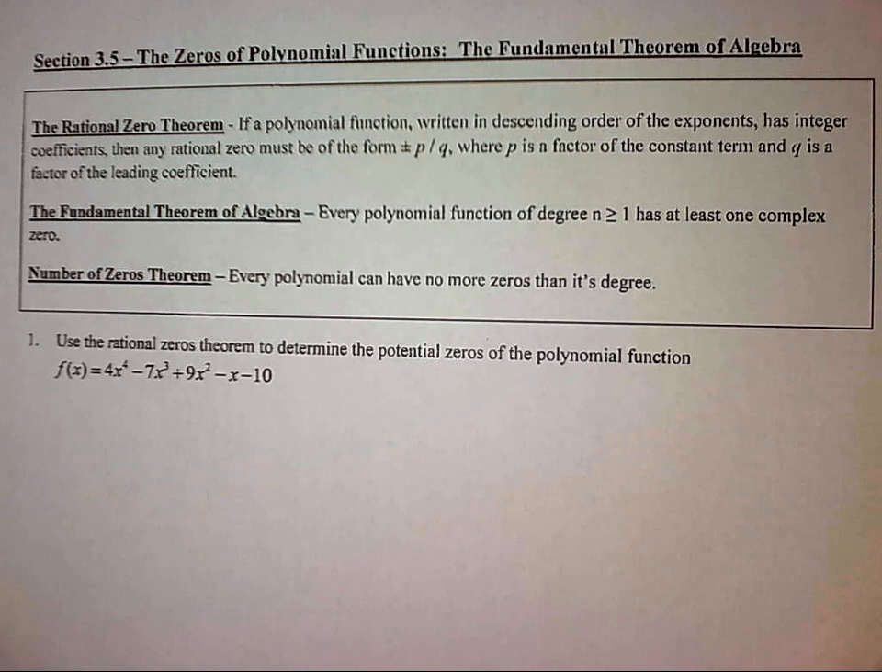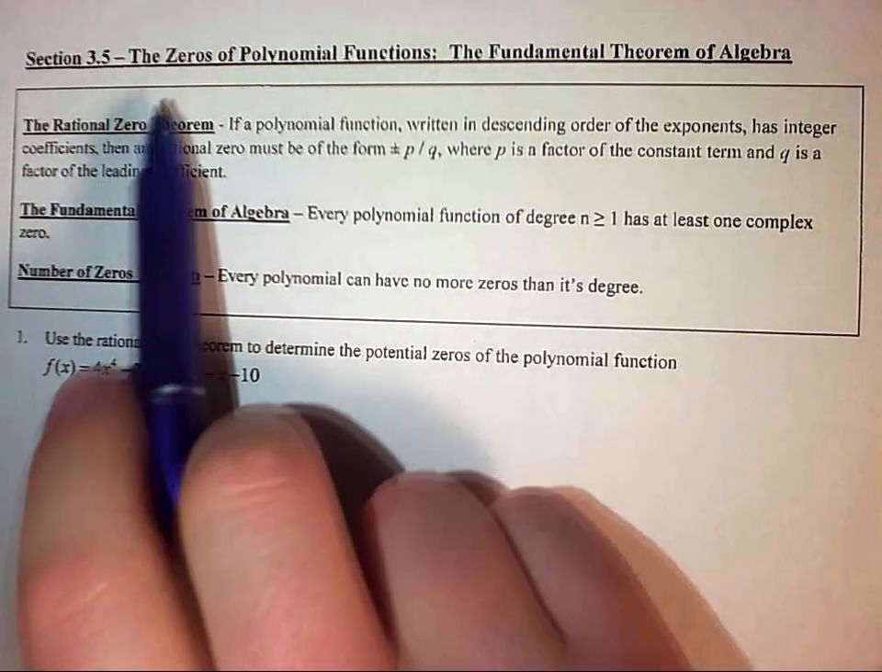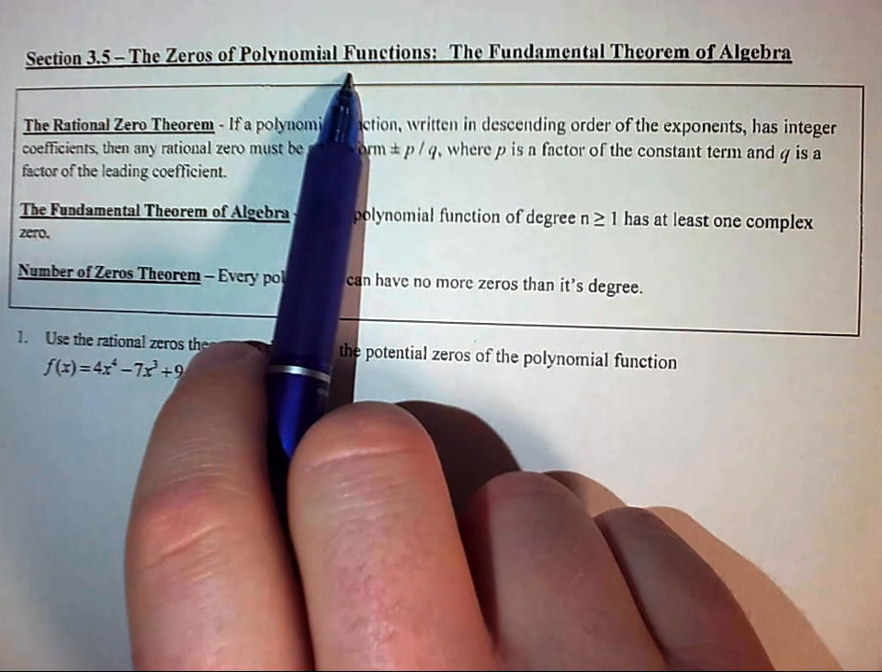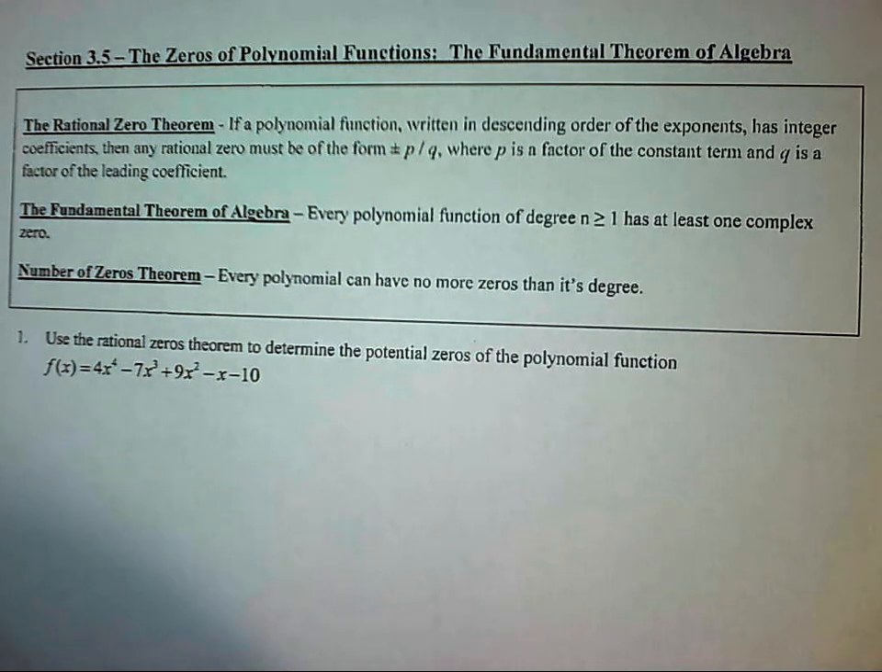Alright, so this is going to be the video for section 3.5. In section 3.5, we're going to talk about the zeros of polynomial functions and also the fundamental theorem of algebra.